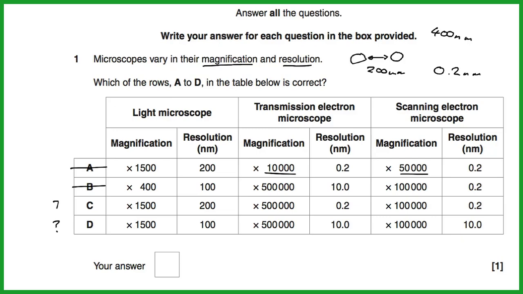Now C tells us that the resolution for a light microscope is 200, which is correct. The resolution for a transmission electron microscope is 0.2, which is correct, and 0.2, which is correct. And they tell you for D that the resolution is 100 nanometers, and that's wrong. So the correct answer here is C.